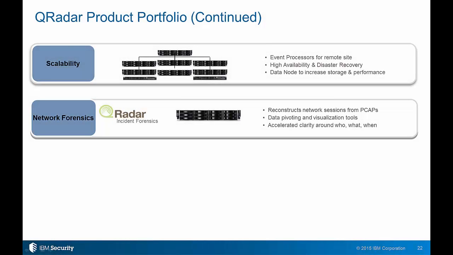QRadar is a scalable product. It can be first deployed as a single appliance or all-in-one and then add systems such as collectors, processors, risk manager, data nodes to increase storage capacity, and others. It can also be deployed in remote sites. It can be deployed in high availability and used in disaster recovery environments.